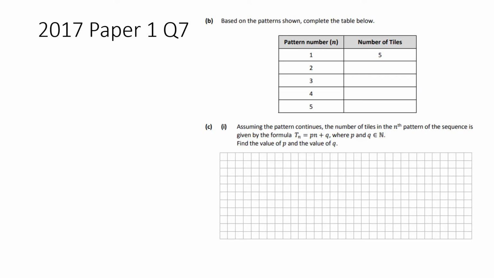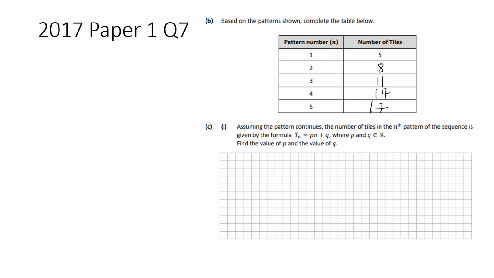For part B, based on the pattern shown, complete the table below. What we're going to do is just count how many tiles we saw in each one. The first one had 5, the next one had 8, the next one had 11, and then we had 14, and then we had 17. So that will give you 5 marks for this question.